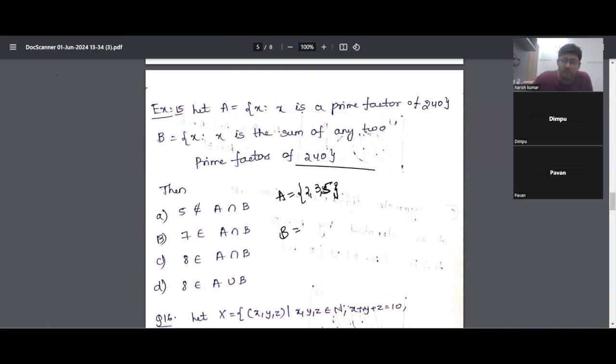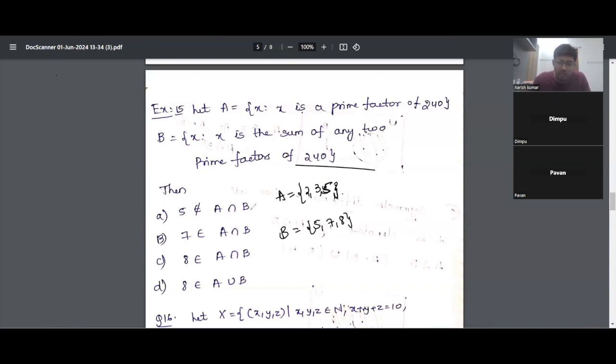X is the sum of any two prime factors. So 2 plus 3 is 5, 2 plus 5 is 7, and 3 plus 5 is 8. These are the sets A and B. Now we have to see which of the following options are correct.